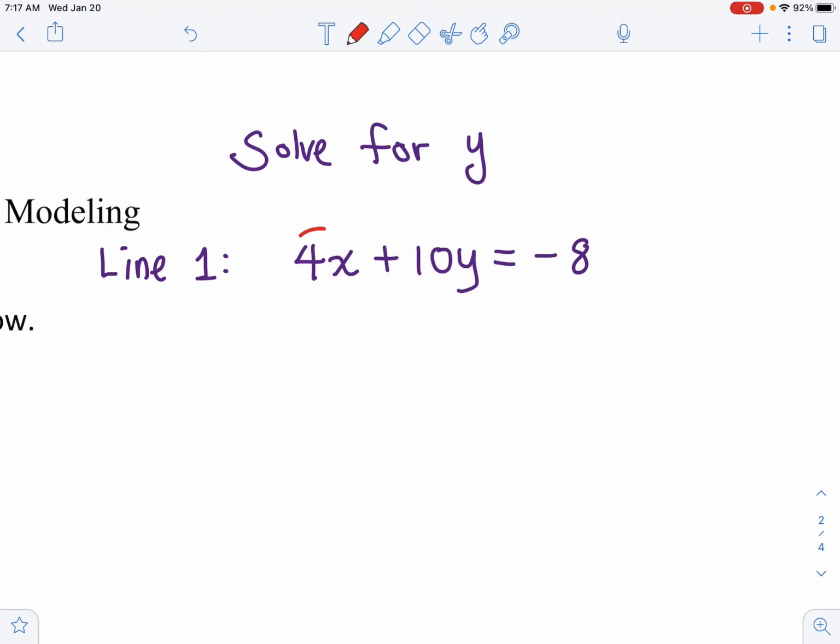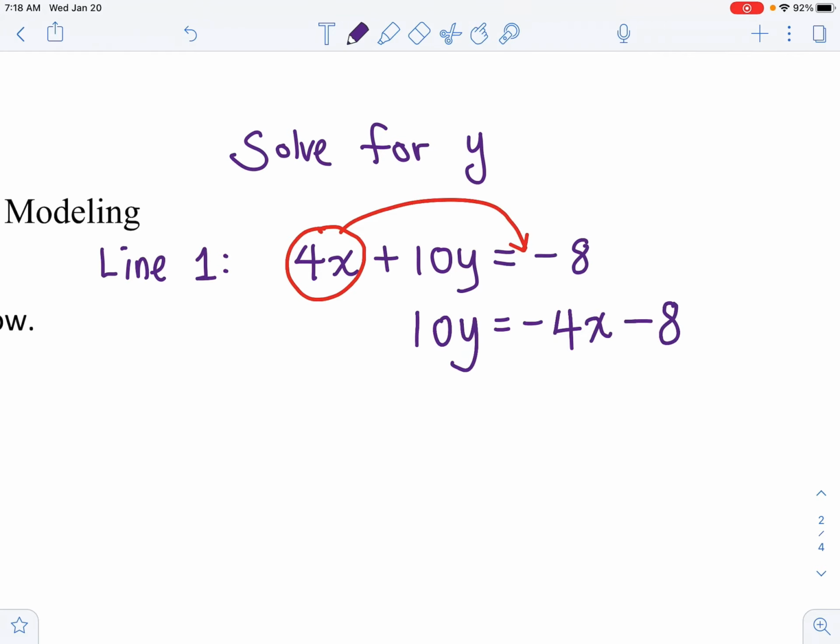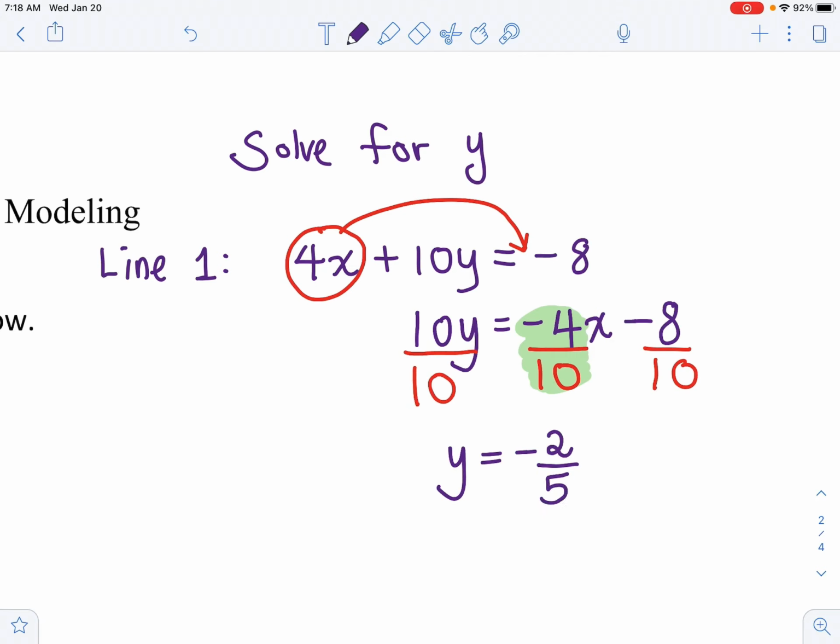All right, ready? Let's move the 4x to the other side. I only want y on the left side. I have 10y equals negative 4x, bring down that minus 8. Now let's divide everything by 10. If I divide everything by 10, I'll get y equals. Now focus on this slope because we're going to have to reduce this fraction. Negative 4 over 10 is negative 2 over 5 if you reduce it.